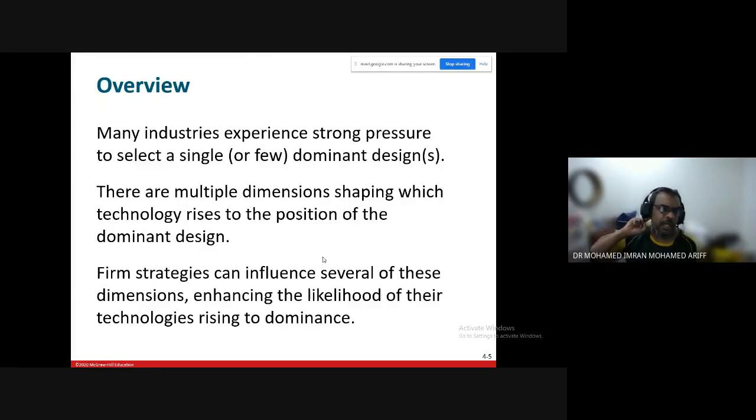Alright. So how many industries experience strong pressure to select a single or dominant design? There are multiple dimensions shaping which technology rises to the position of dominant design. Firm strategies can influence several of these dimensions, enhancing the likelihood of their technologies rising to dominance. So sometimes when you want to change something in your organization, it has to be of a standard design. That means what are people comfortable with? People are comfortable using their mobile phone. So you have to design your mobile app in your organization based on mobile technology.